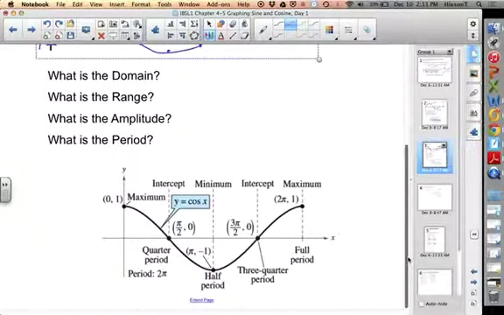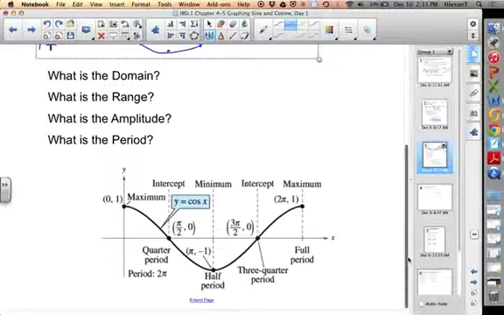Why does it go to 1? On the unit circle, the highest we ever get is at 0, 1. Do you remember your unit circle? That's the point you have there. So that's the highest we can get, 1, and the lowest we can get is -1.